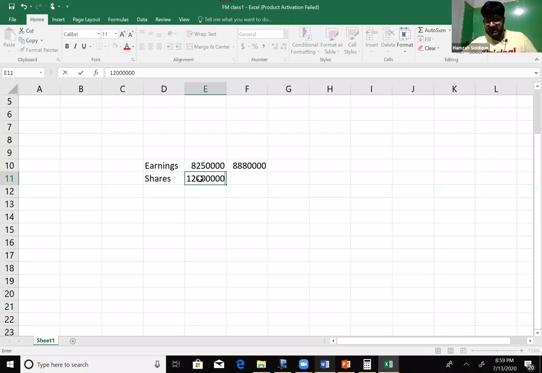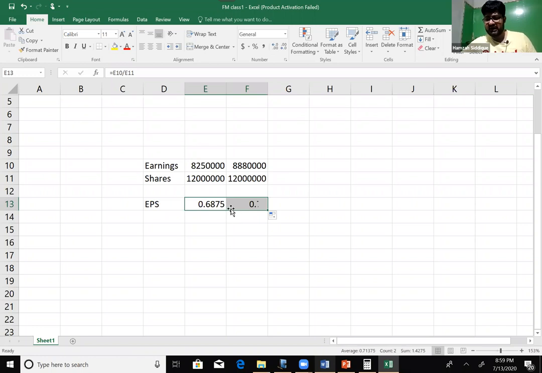EPS, earning per share, will be equal to earning divided by number of shares. Here it is equal to... Now, so you see here, second year as well. Simply calculate it. Is this calculation clear to everyone? EPS. Is it clear?